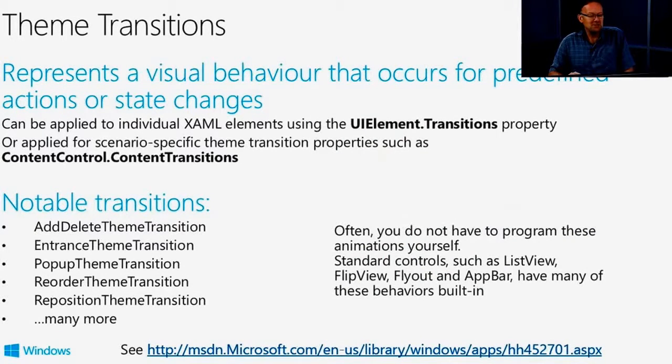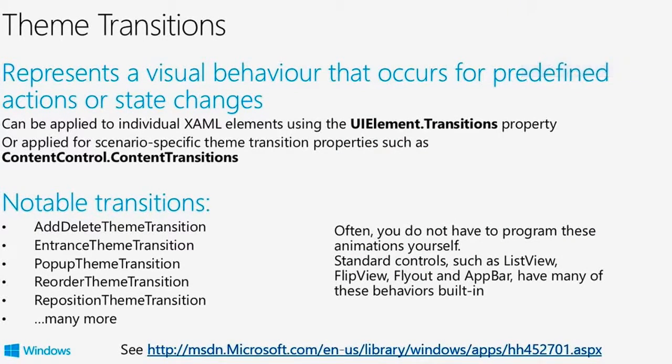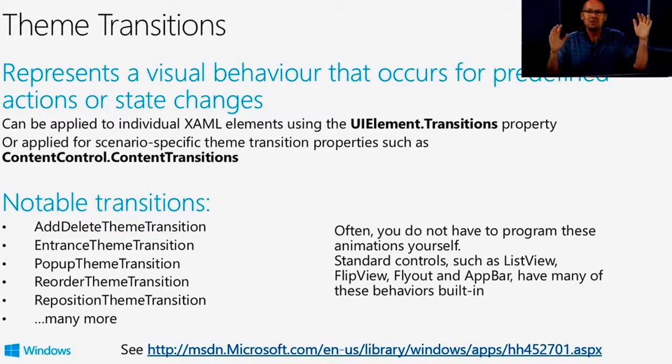I mentioned these theme transitions. There are loads of them. They're documented in the MSDN documentation. There's a link at the bottom there. And these are all the themes that, if you remove an item from a list view, it doesn't just disappear. There's some nice animation, and the list view has this built in. So there's a nice animation as the original item fades away, and then the rest of the list closes up the gap in a nice animated way.